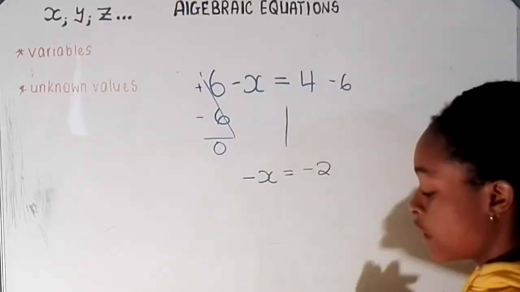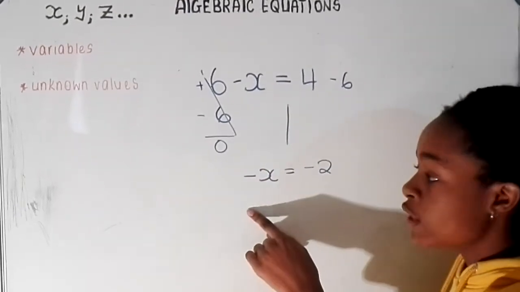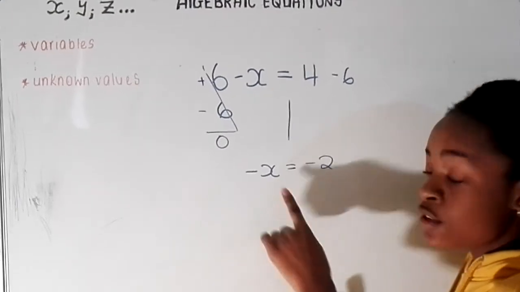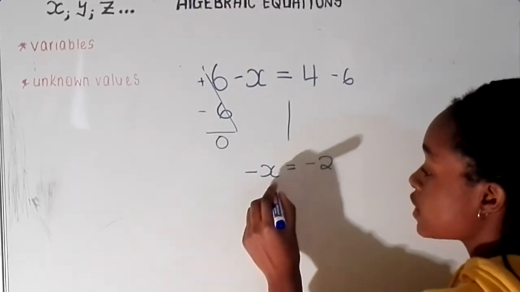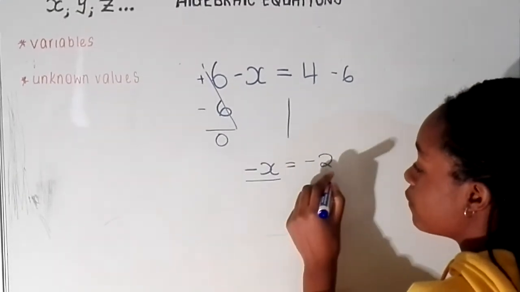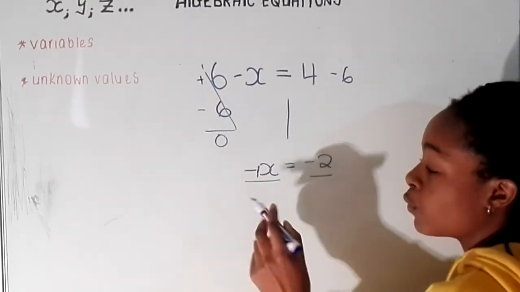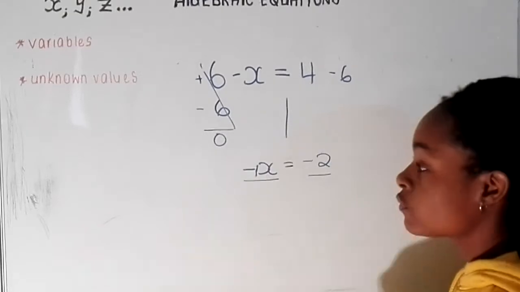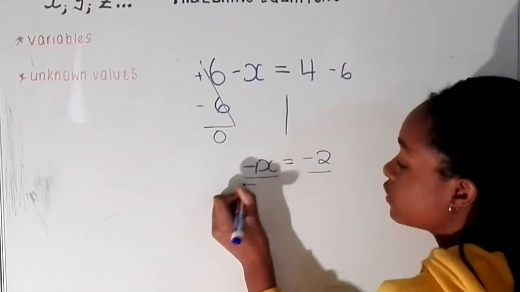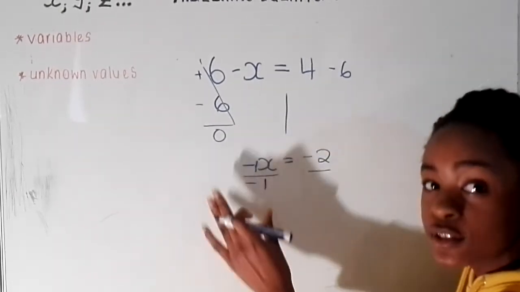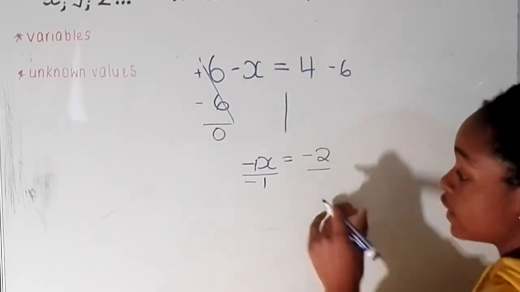Now, in algebra, we don't want negative variables. So for me to make this positive, I need to divide by the minus 1. Because there's an imaginary 1. When there's nothing, there's 1. So we divide by minus 1 on both sides. Because whatever I do on this side, I must do on this side as well.